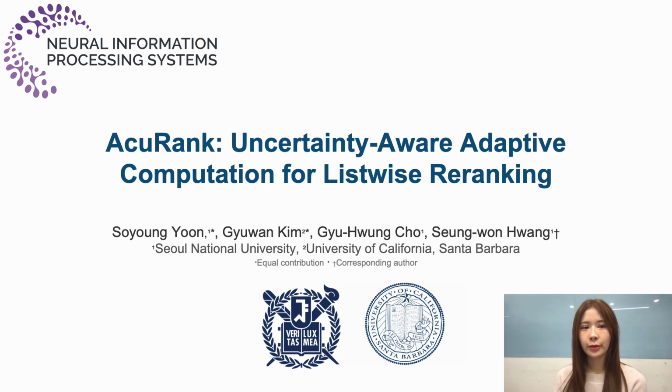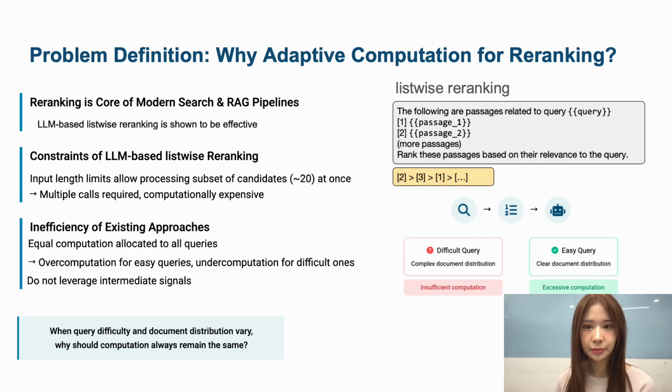I'll present AcuRank: Uncertainty-Aware Adaptive Computation for List-Wise Re-ranking, a framework that allocates LLM re-ranking compute based on uncertainty rather than on a fixed schedule.